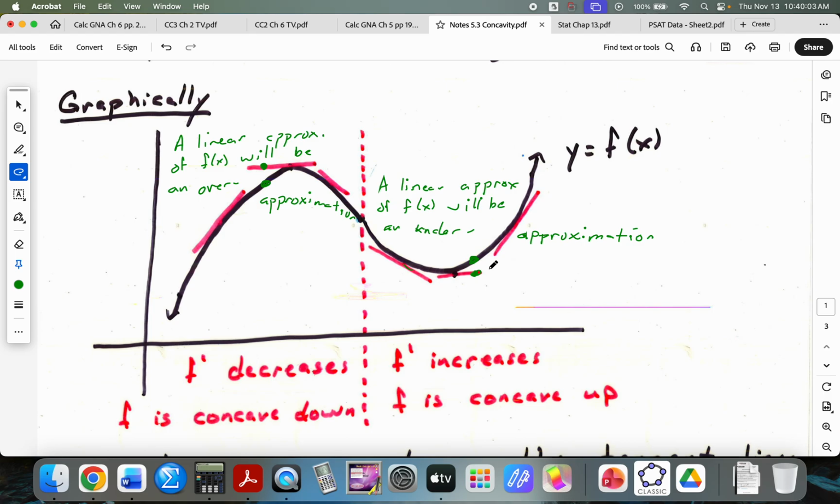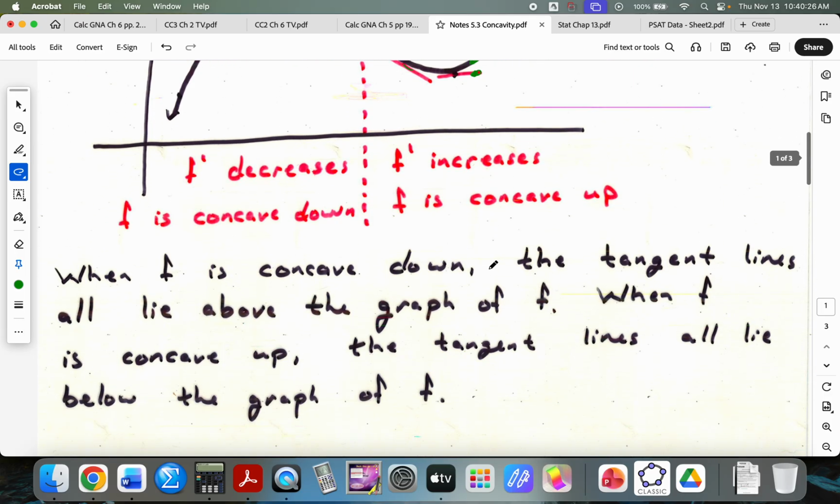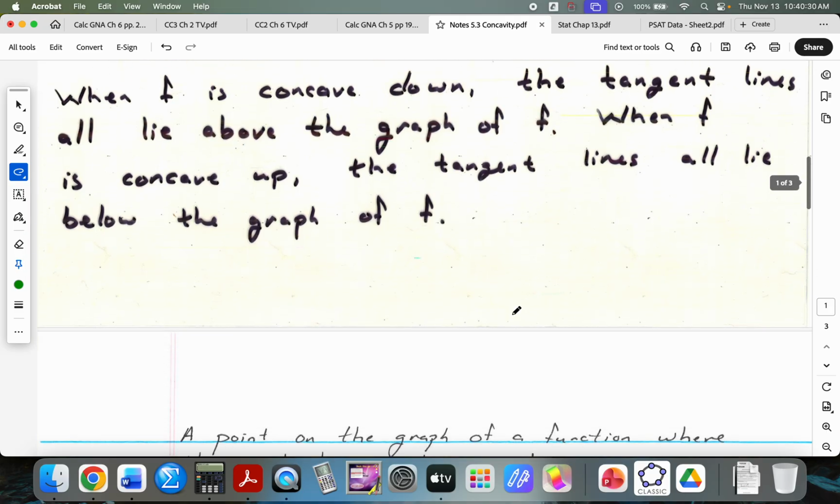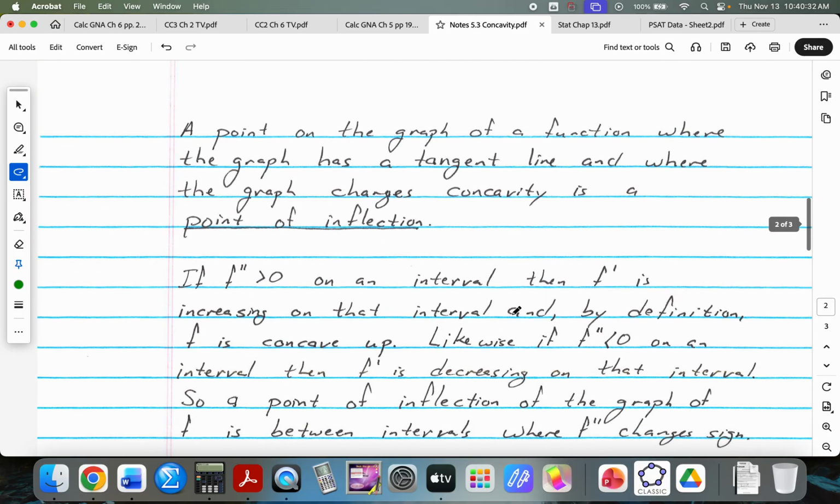Questions like that will occasionally come up on the AP exam where they'll ask you to do a linear approximation, and then they'll say, is this an over approximation or an under approximation? And it's just based on the concavity. It doesn't matter whether the function is increasing or decreasing, it just matters whether it's concave up or concave down. All right, and this is just what we've said just a second ago. So let's go on to page 2.